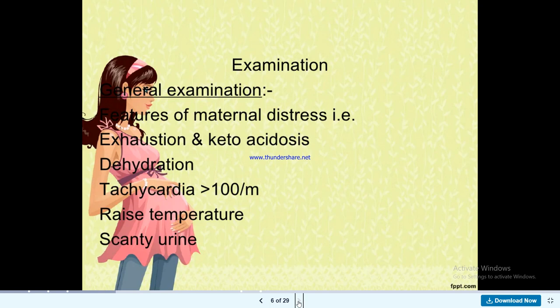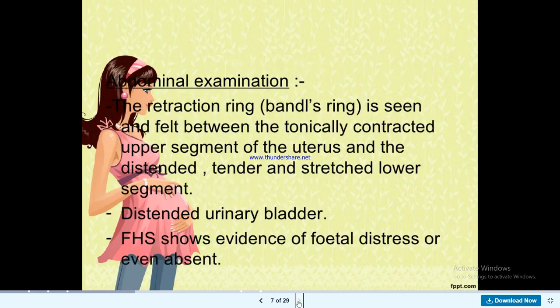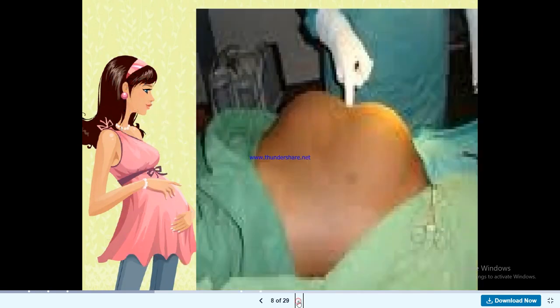Examination. General examination. Features of maternal distress, that is exhaustion and ketoacidosis, dehydration, tachycardia more than 100 per minute, raised temperature more than 100 degrees Fahrenheit, scanty urine. Abdominal examination. The retraction ring, that is the Bandl's ring, is seen and felt between the tonically contracted upper segment of the uterus and the distended, tender and stretched lower segment, distended urinary bladder. Fetal heart sound shows evidence of fetal distress or is even absent.